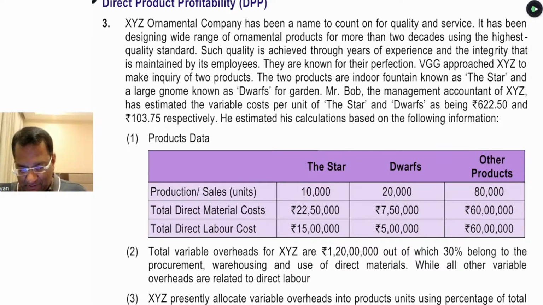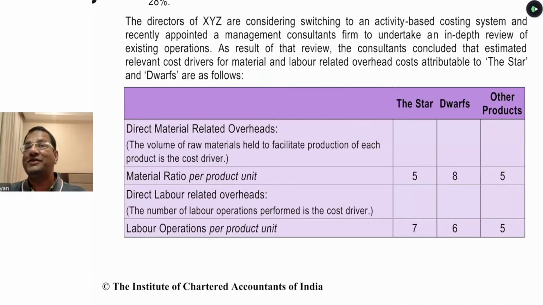Then this is very, very important. Now the organization wants to shift to activity based costing, है ना? अब वो activity based costing में shift होना चाहते हैं. Now they want to apply activity based costing. So they have identified two activities. The first activity is direct material related overhead, and the second activity is known as direct labor related overhead.